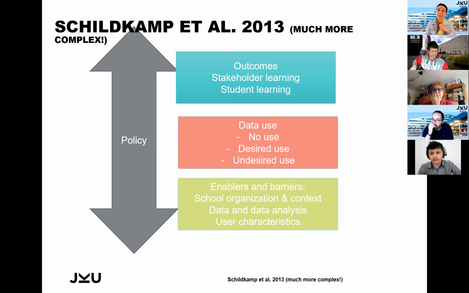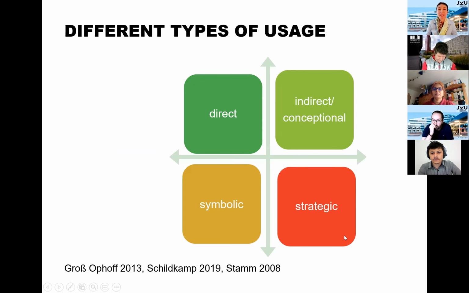So you have the policies, the outcomes, the data use, and the enablers and the barriers, and it all works together. And then we have also a lot of research about usage and user types. And then what I found most interesting is that if you have a phase structure where the participants, the actors, are not able to work freely or communicate freely, you find a lot of this symbolic use of data.